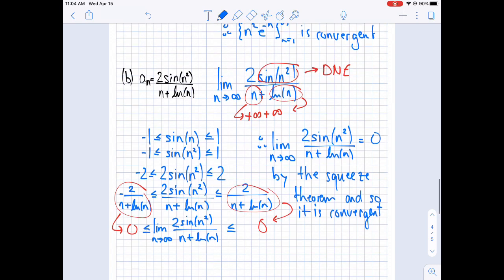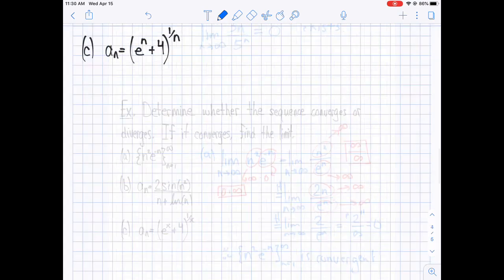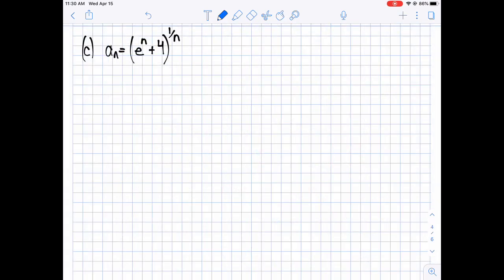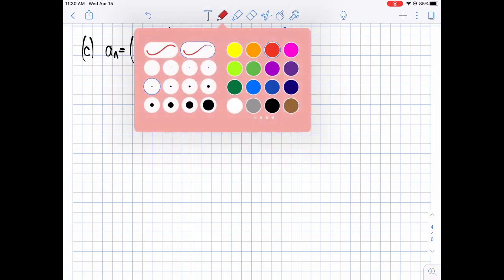Now let's take a look at part C. Okay, so I did realize here for part C that I had originally written these as x's. Of course, they should be n's. And so we want to know whether this sequence is going to converge or diverge. Let's take a look at the limit. So now limit as n approaches infinity, and we have e to the n plus 4 to the power of 1 over n. So let's try our direct substitution.